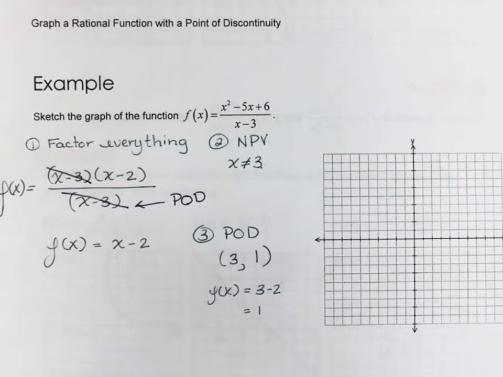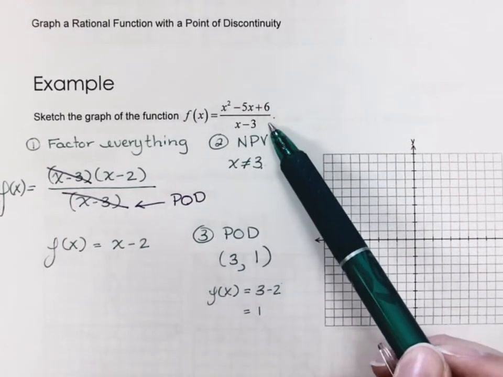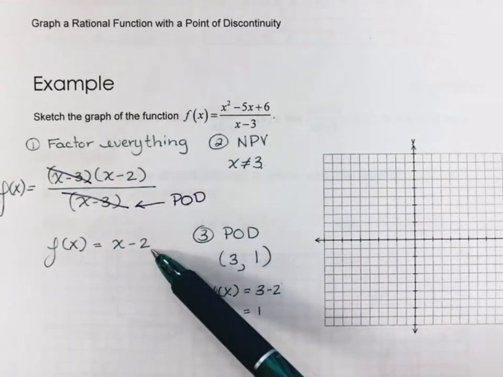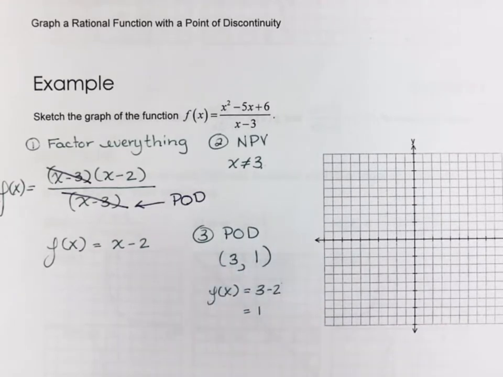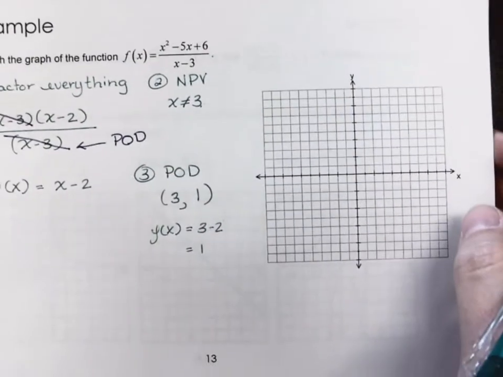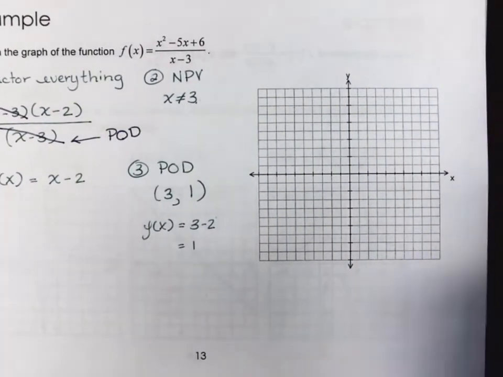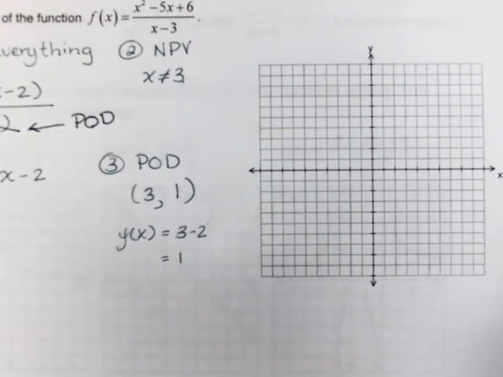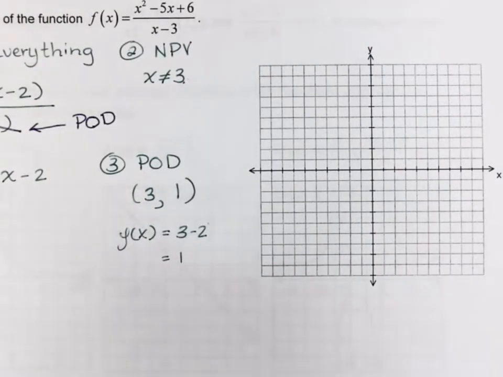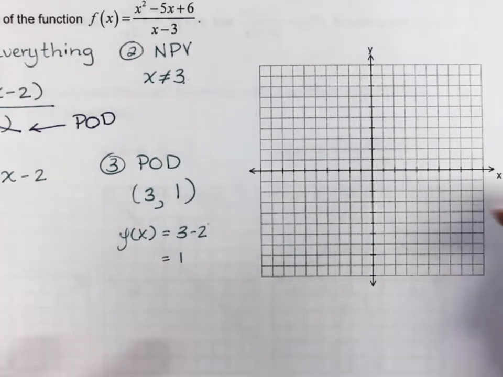What kind of graph is this now? It's linear. This one was really ugly to graph. Now what are we graphing? We're graphing a straight line. Life's good. So everything is good for my linear, except we're going to have a hole in the graph represented by an open circle when we graph it at 3, 1. Okay?